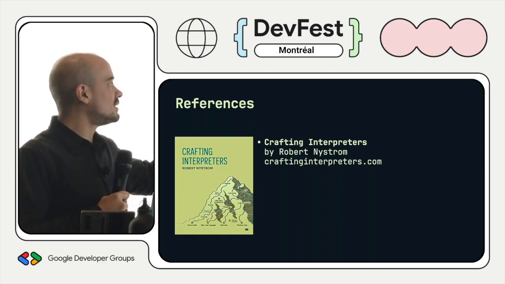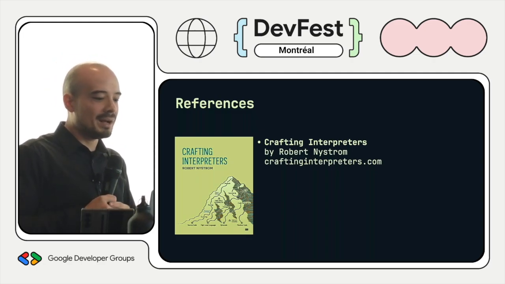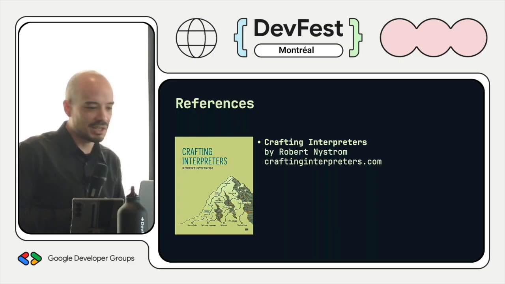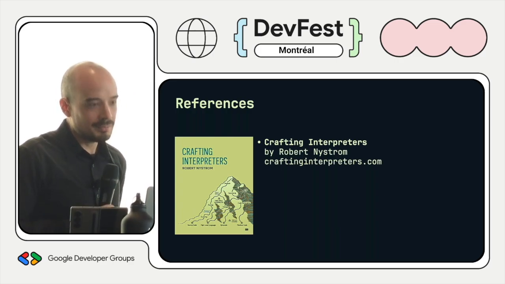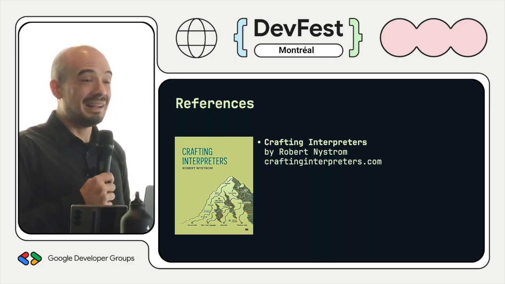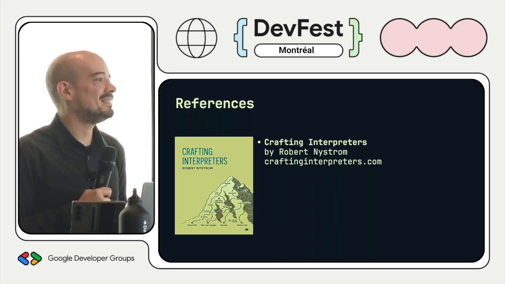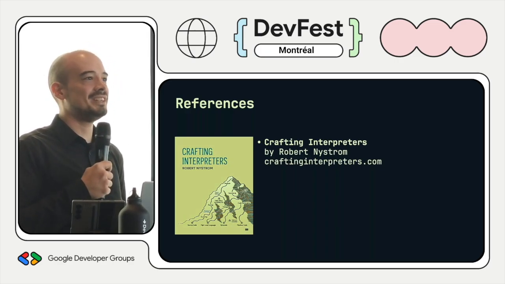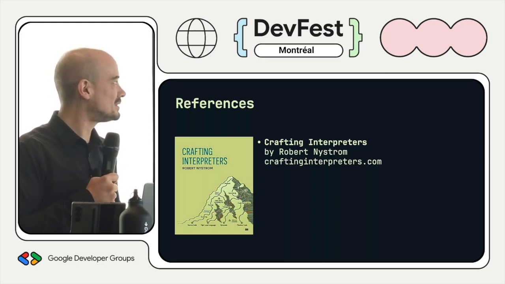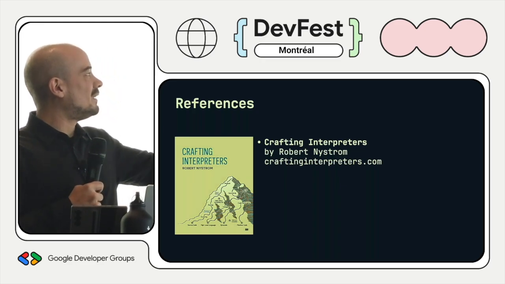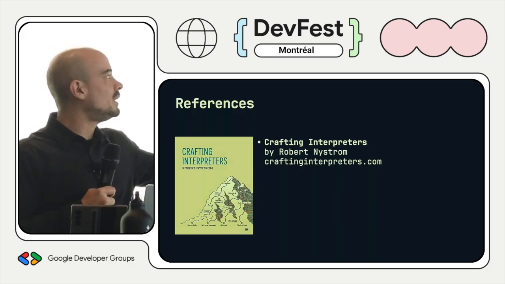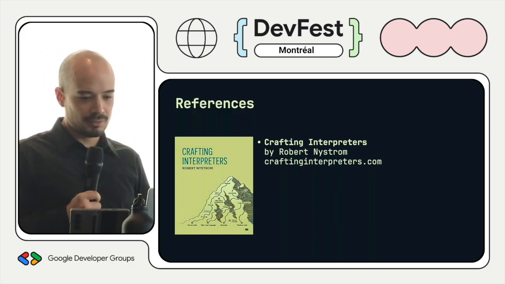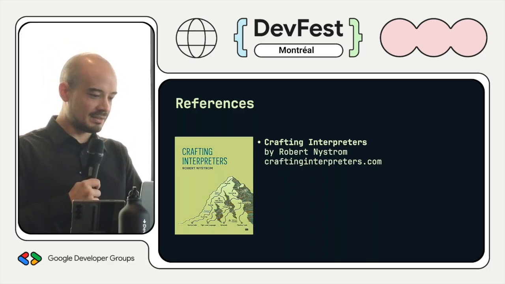For reference, most of the examples are derived from this book called Crafting Interpreters, by Robert Nystrom. It's a great book. I highly recommend it. If I can say so, it's a fun compiler book, which is not something I thought would ever exist. It's available for free at the link right there. So if you want to read it, I highly recommend it.